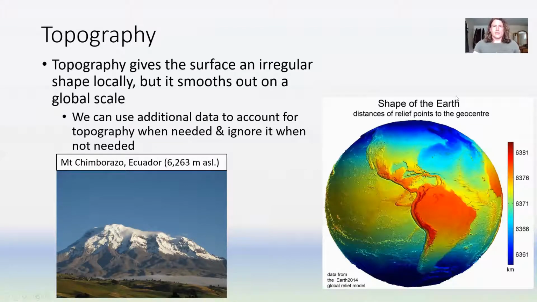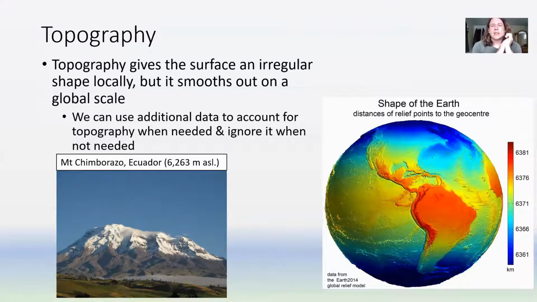Topography gives the Earth's surface an irregular shape. And at local scales, that can be really, really intense, right? So like the city of Vancouver, we see the North Shore Mountains. They're this big, imposing rock feature that causes a lot of vertical relief in a fairly short distance. But at the global scale, it essentially smooths out. And we don't really need to worry about it unless elevation is a specific component of what we're working with. So we can essentially just smooth out and ignore topography and then use additional data to account for it when we need and ignore it when we don't. So depending on the type of map you're making, topography may or may not be important.